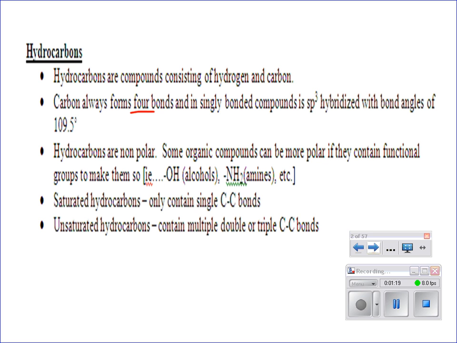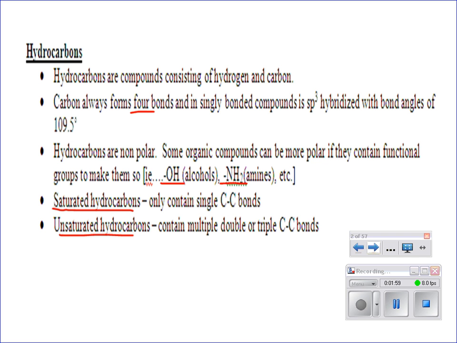Hydrocarbons are nonpolar. Sometimes they become polar if they have some functional groups on them that create hydrogen bonding or a dipole-dipole. To be saturated means there are no double or triple bonds in the substance, only single bonds. So saturated hydrocarbons only contain single C to C bonds, and unsaturated hydrocarbons contain double or triple bonds. When you talk about saturated and unsaturated fats, that's what they're talking about. We'll talk about it later, tomorrow. I'll build some molecules and show you why saturated fats are worse than unsaturated in terms of their shape and how they cause clogging in your arteries.